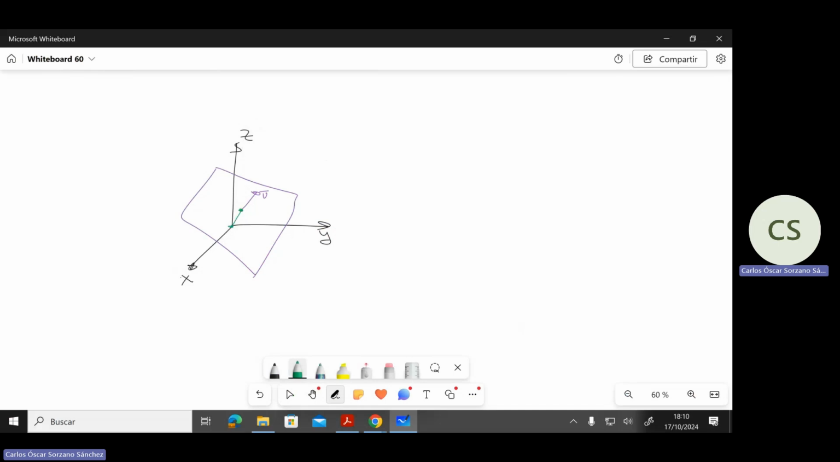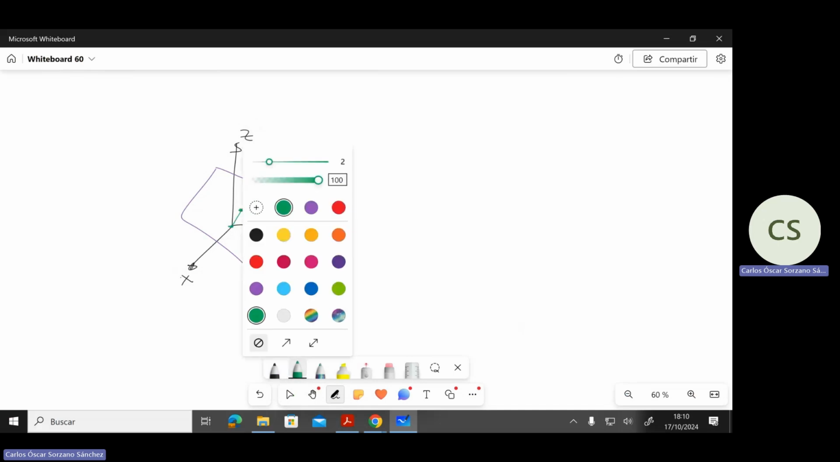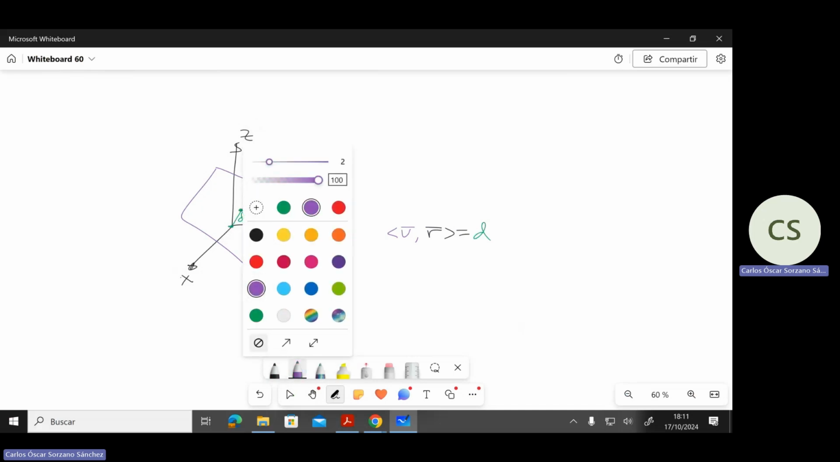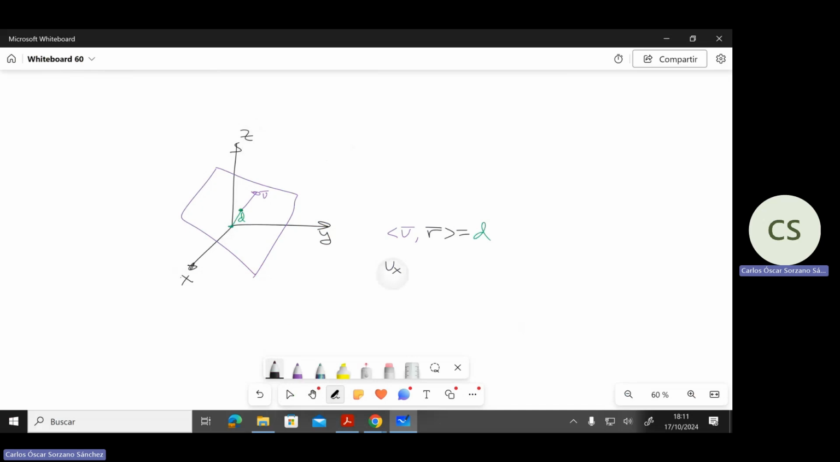Okay, so you may remember that you can write it in this way. Say the equation of that plane is u times r equals v. We will put a name before the distance. Let's say that the distance is v. This is the equation of that plane. You may write it in this way: ux times x plus uy times y plus uz times z equals v.